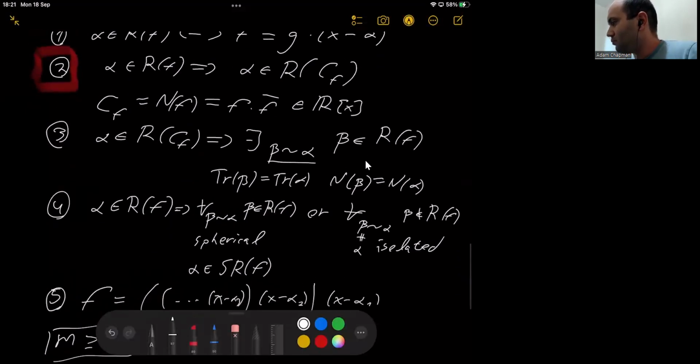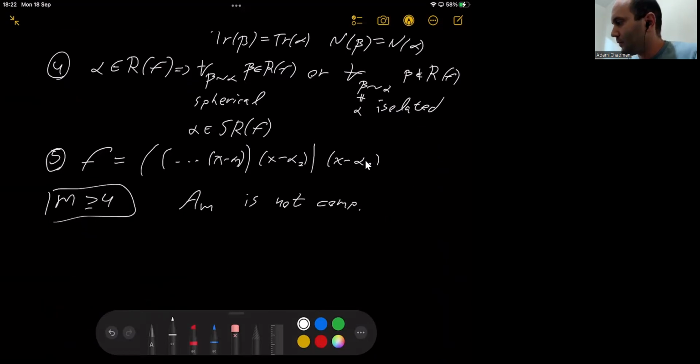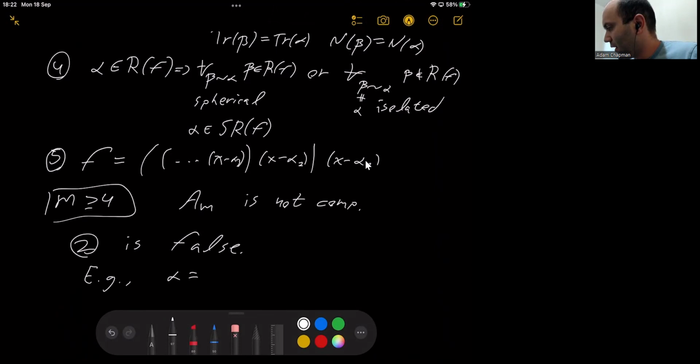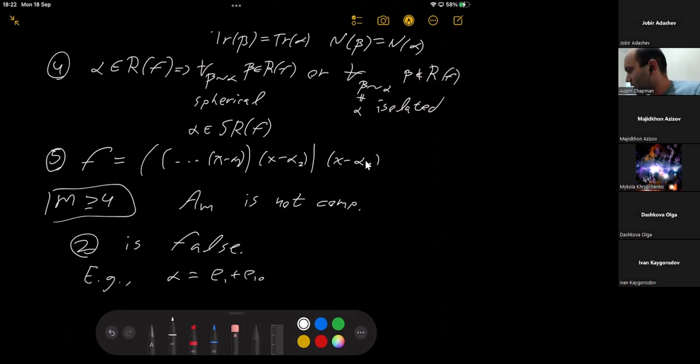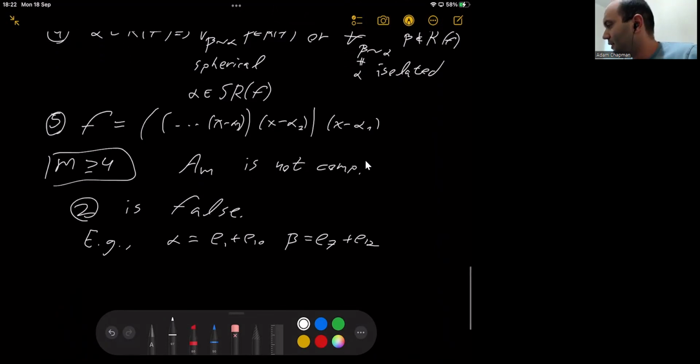Is it true that over the Sedenions, for instance, if you have a root of a polynomial, then it's also the root of the companion polynomial? And the answer is no, it's not true. So 2 is false. Let's see an example. Take the same alpha and beta we had earlier. So we have alpha equal to e1 plus e10, and beta is e7 plus e12. I think almost all the easy counterexamples we can just produce by just picking those two.